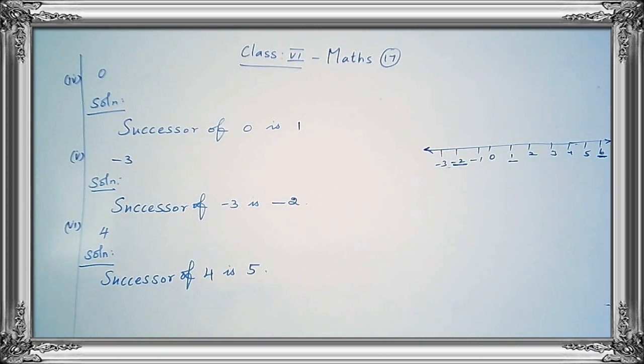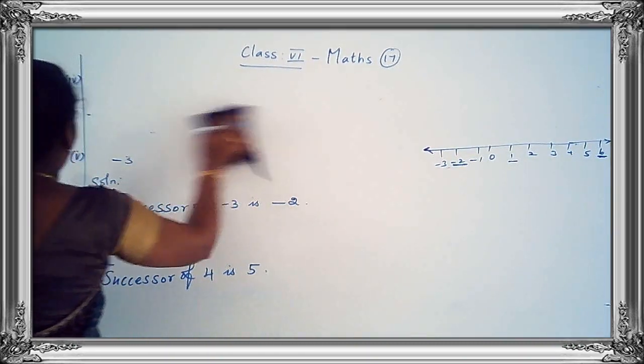Once your question and answer is completed, you put a line using scale and pencil, okay children? Have you finished? Now you come to the next question. Second question, okay?